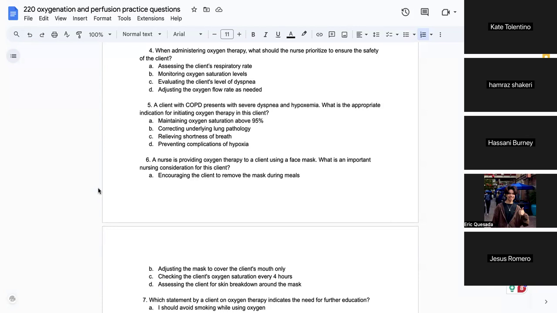Alrighty, so for this one, the answer is going to be B. Our rationale for this is monitoring the client's O2 sat levels using a pulse ox is crucial to assess the effectiveness of the oxygen therapy and to ensure that the client's oxygen needs are being met adequately.